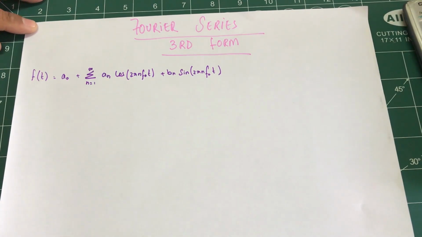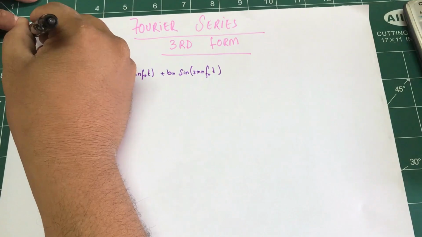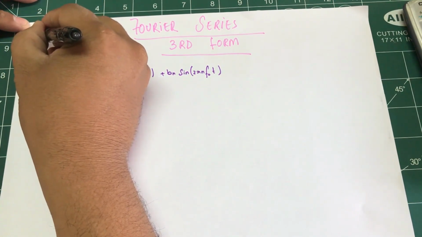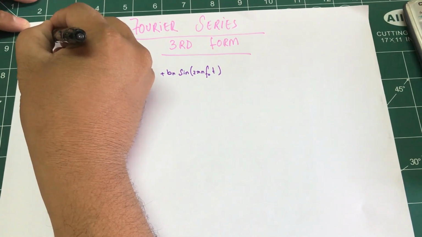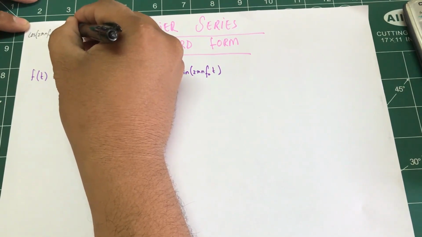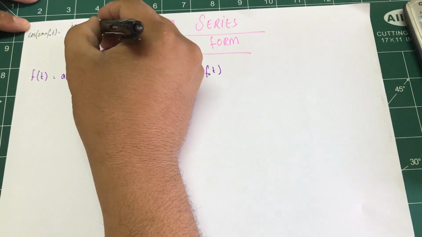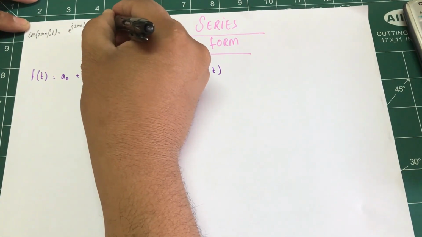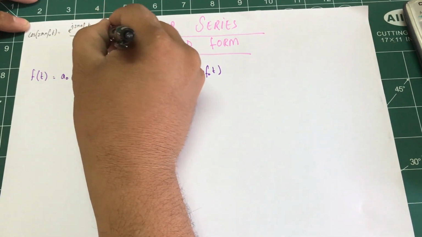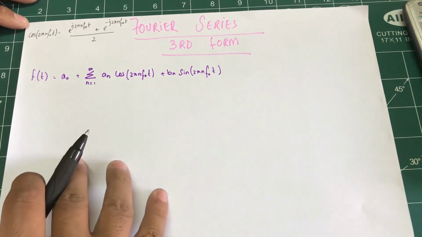Now, the way we're going to come up with the third form, we're going to use the definition of cos, so we're going to use Euler's identity. Cos of 2 pi n f0t is just like saying e to the j 2 pi n f0t plus e to the negative j 2 pi n f0t, divided by 2.